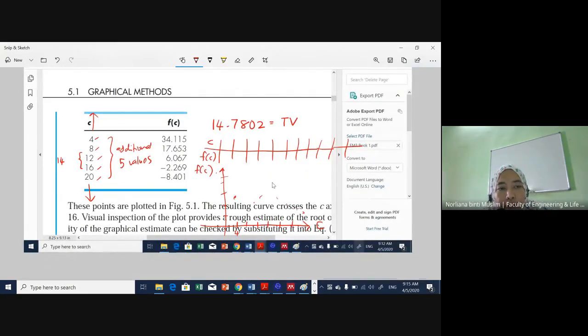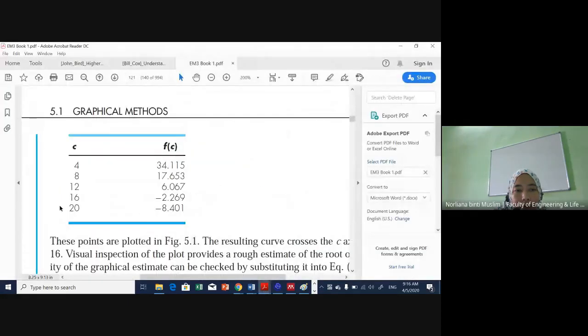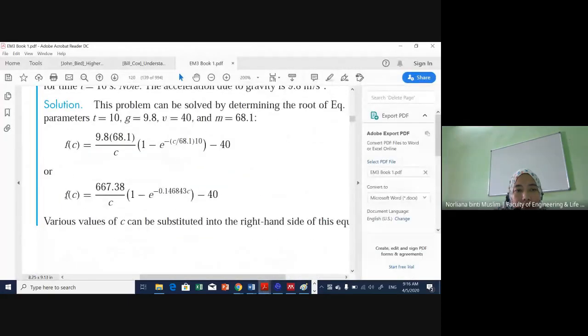For this true value, you can check here: when you substitute the true value 14.7802, your f(x) will be 0. That is the way to check whether this is a correct true value or not. Substitute into your original equation. The original equation is this one. Okay, substitute here.